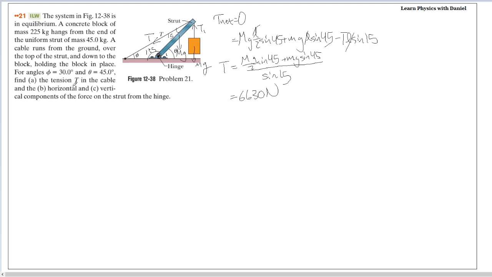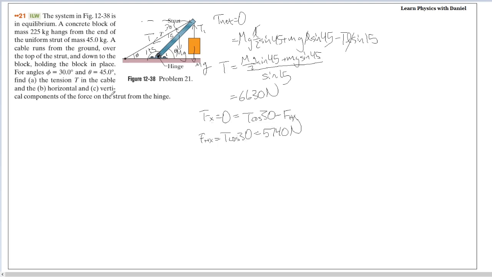Alright, so for parts B and C, we want the hinge forces. So let's set up our Fx and Fy equations. So for part B, let's set up our Fx equation. So in the x direction, we have a tension force, which here we know that this is 30 degrees. So we have T cosine 30 minus the hinge force, let's call this FHX. So we see that FHX, which is what we want, equals T cosine 30, which equals 5,740 newtons if you plug it into the calculator.